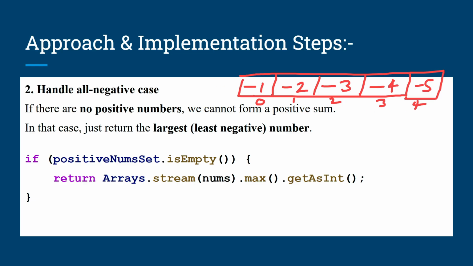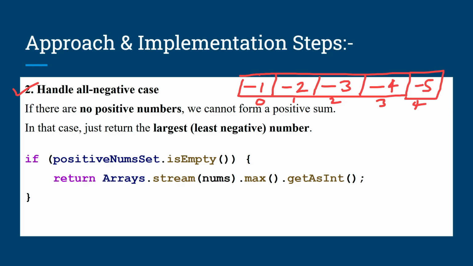If you observe, all the elements in this array are negative, but we have to return some value, right? So what will we do if there are no positive integers? That is the case we have here: handle all negative cases, meaning all the elements are negative. If there are no positive numbers, we cannot form a positive sum, but we have to return something. So in this case, we will just return the largest negative, or sorry, the least negative.